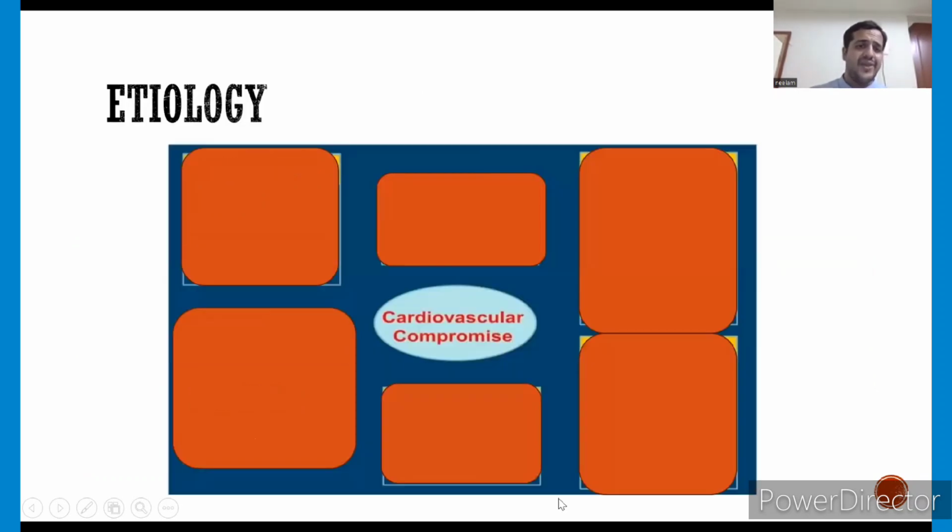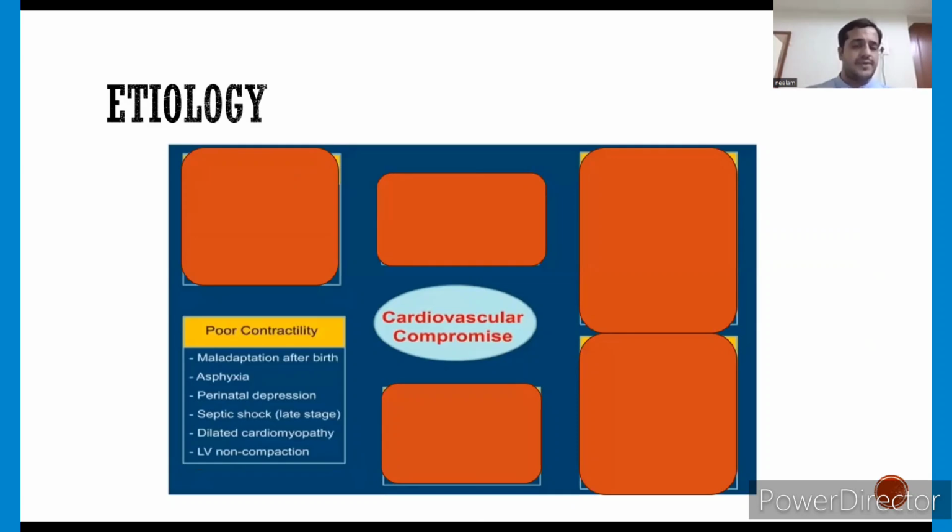Okay. So coming to the etiology, again, etiology can be varying. There can be 100,000 different causes of shock. I'll just cover the most common ones. So the etiology can be because of poor contractility, which happens due to maladaptation after the birth, or maybe because of asphyxia. Whenever there is asphyxial injury to the myocardium, the contractility decreases, or perinatal depression, or a septic shock.